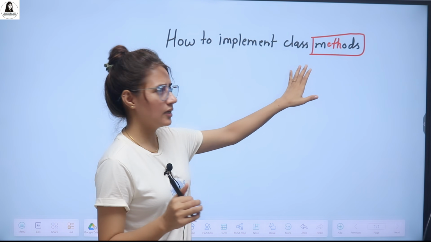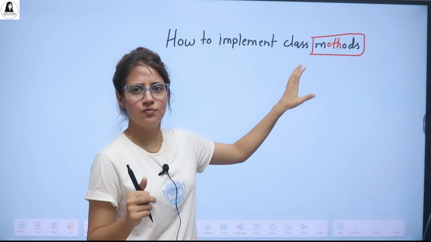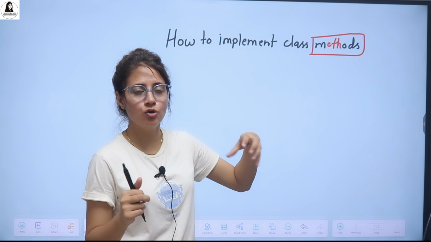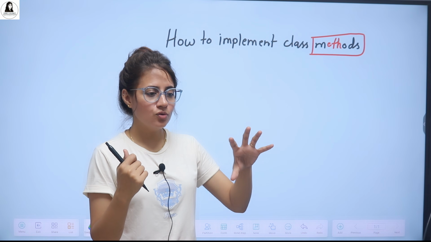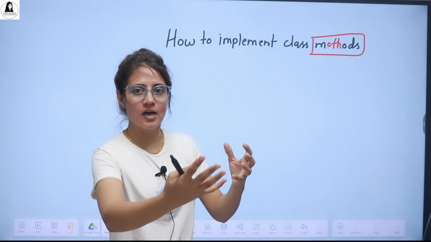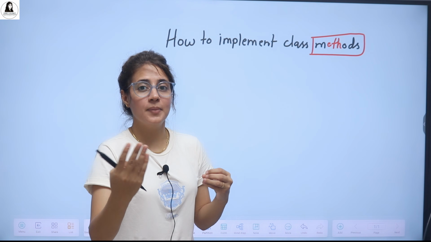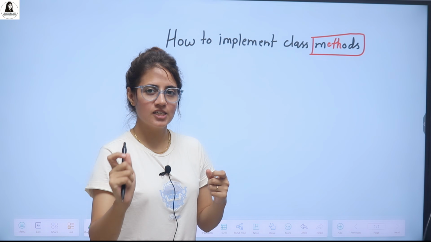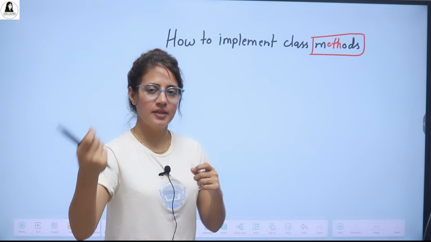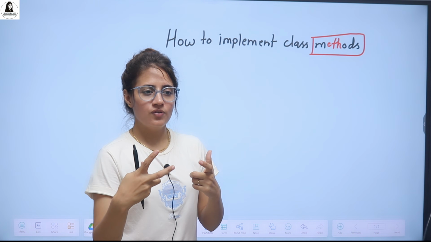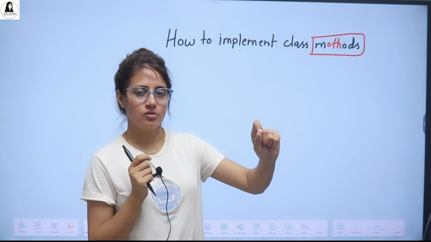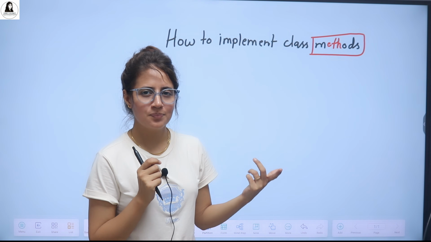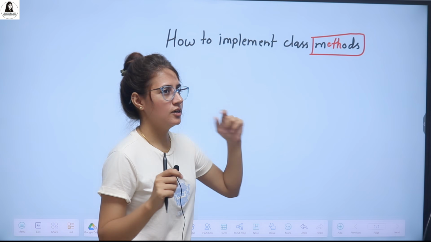I hope you know what class methods are. These are simply functions, but these functions are not free floating functions in the program. These functions are bound to a specific class. That is why these are known as methods. Class member functions or methods we can say. More specifically, we call them member functions, or methods also. Now, how to implement those methods?